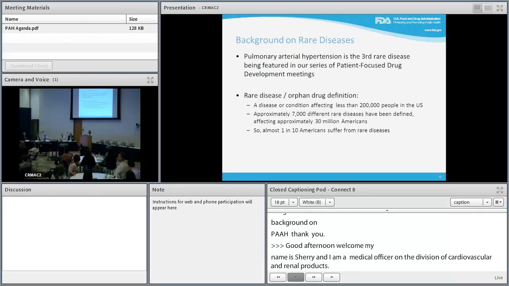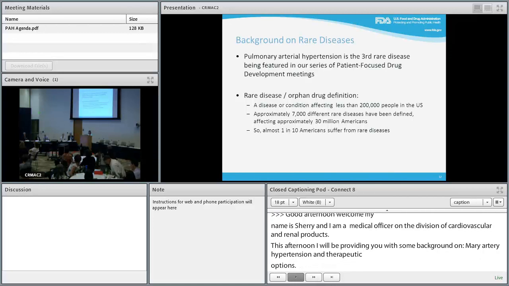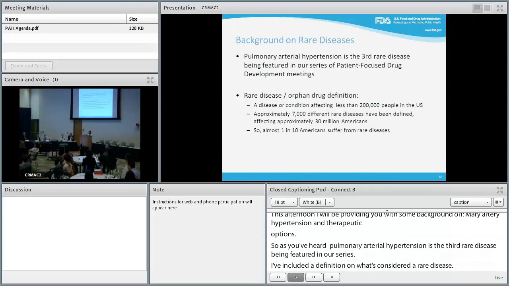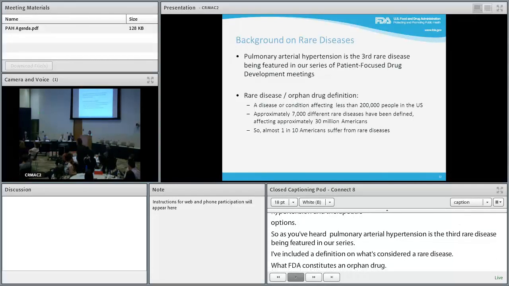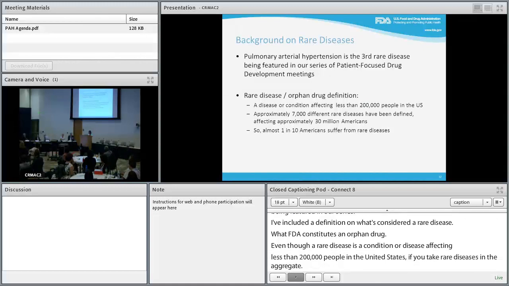So as you've heard, pulmonary arterial hypertension is the third rare disease being featured in our series. And I've included a definition of what's a rare disease, and at FDA, what constitutes an orphan drug. Even though a rare disease is a condition or disease affecting less than 200,000 people in the United States, if you take rare diseases in the aggregate, it's actually much more common than that. So almost 1 in 10 Americans suffer from rare diseases.